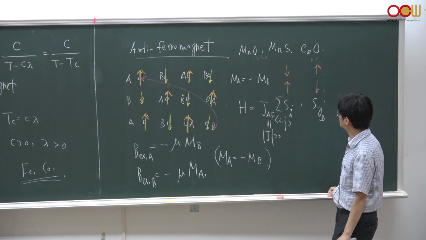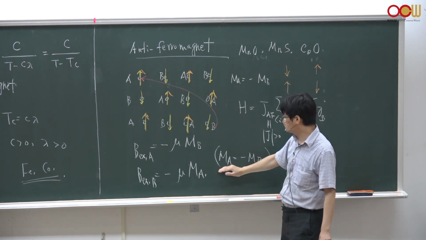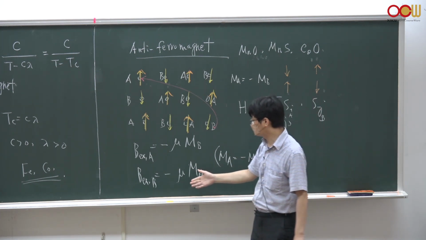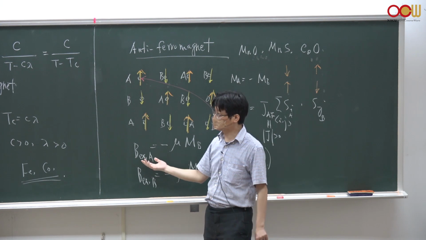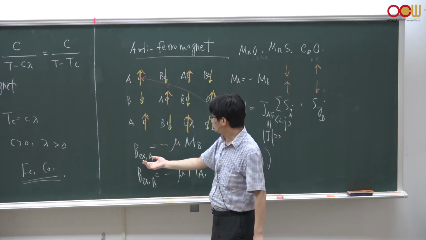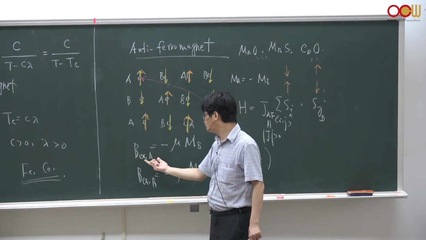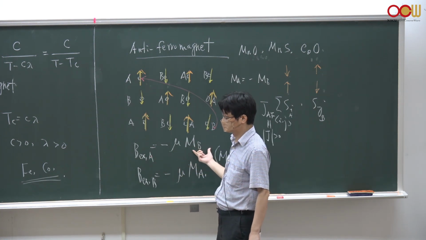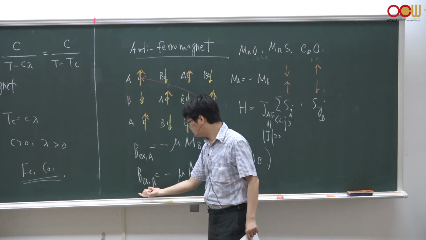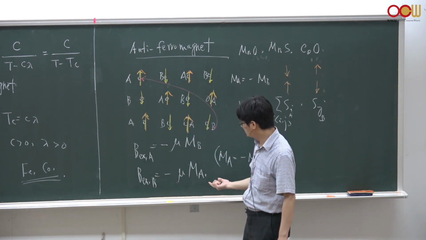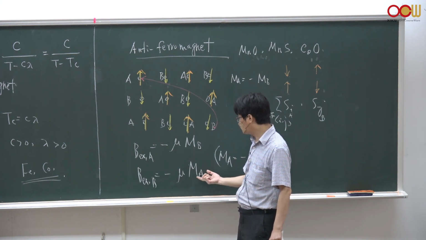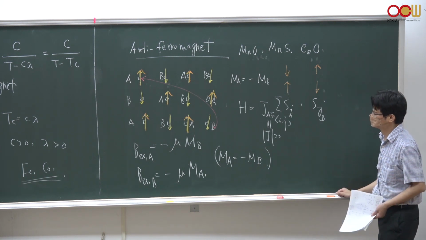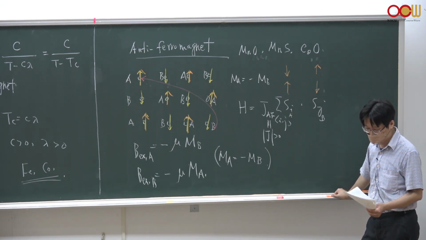And we know that the magnetization on site A is actually opposite to the magnetization on site B. And we also know that there's an exchange field, just like in the ferromagnet, but here the exchange field on sublattice A comes from the magnetization on site B. And so the exchange field on site B is actually contributed from the magnetization on site A. But you know this MA is actually minus MB. So that's the non-trivial part of the antiferromagnet.